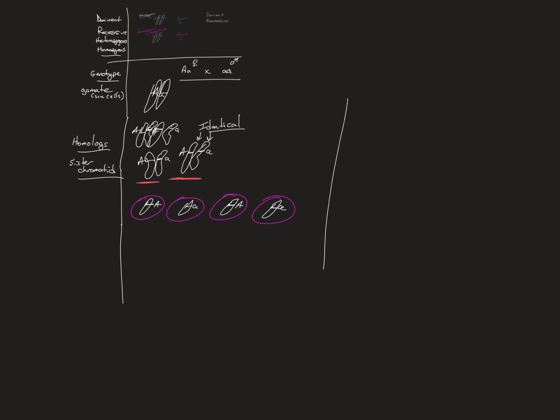But of course, they were copies of one another. So you're going to have two big A's, but there's only one big A in each cell. See, this cell has one big A. This cell has one big A. This cell has one little a. This cell has one little a. Why are there 4 copies? Because you made copies during S phase so that you can separate them. So then that gives you this combination.